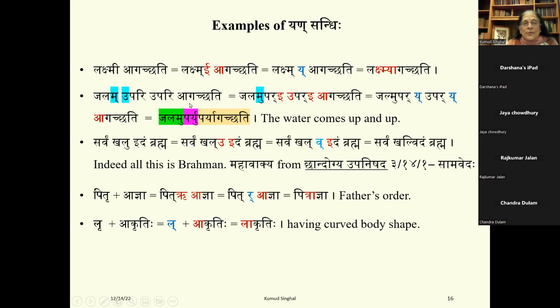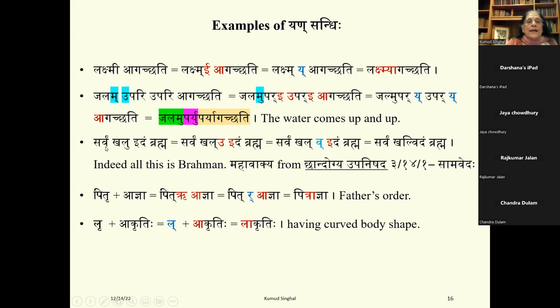pariyagachati. Let me go over this one more time. Ma and u becomes mu. Upari ends with e. This upari begins with u. This upari ends with e. And this agachati begins with a. So this e followed by u, a dissimilar vowel, will be replaced by ya. This e followed by a dissimilar vowel a is replaced by ya. Now this ra and ya is a conjunct. This ra is the first member, so it is replaced by ra like this. And ya and u will be u. Similarly, ra and ya, here this ra is here, and ya and an a will be a long ya. So jalmu paryu pariyagachati.